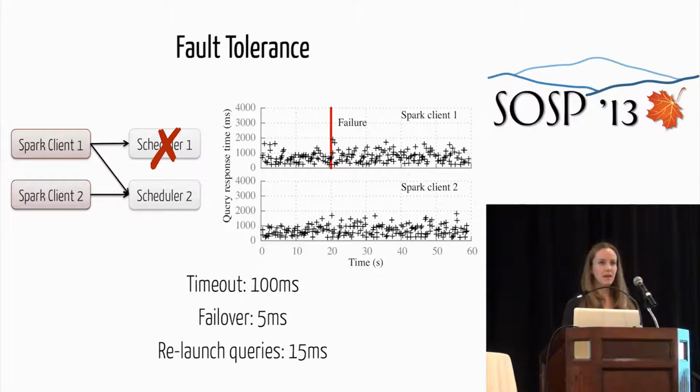At 20 seconds into the experiment, we kill the scheduler running on the first client, and the Spark client uses a simple timeout to determine that the scheduler has failed. Within 100 milliseconds, this timeout expires. In 5 milliseconds, it fails over to the second scheduler. And within 15 milliseconds, it resubmits all queries that were outstanding at the scheduler. This entire failover happens in less than 150 milliseconds, and as a result, only 2 queries were in flight during the failure. So there's an almost negligible impact on job response time as a result of the scheduler failing.